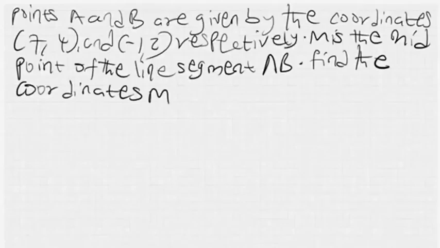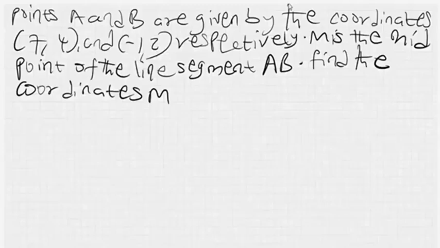Let me get the question we used to experiment in this video. The question reads: points A and B are given by the coordinates, the first coordinates and the second coordinates respectively. M is the midpoint of the line segment AB. We are asked to find the coordinates of M.